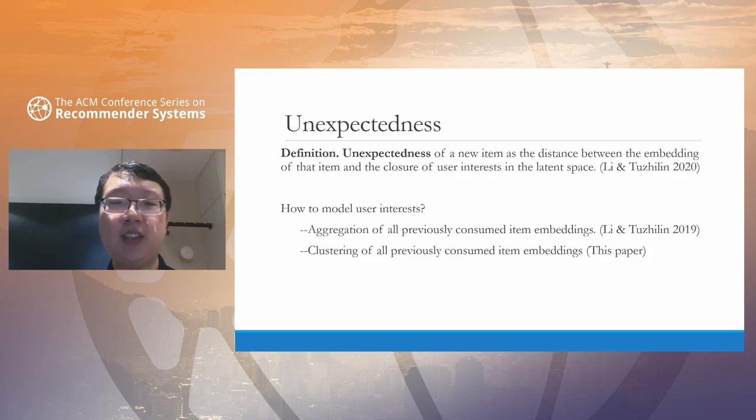To start with, we need a definition for unexpectedness. Here we take a latent space definition. Our modeling of unexpectedness is the distance between the newly recommended item and the past history of the user, as we suggested, the closure of the user interest in the latent space. So how do we model the user interest? That's actually the key of our definition.